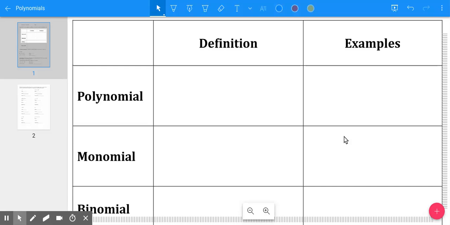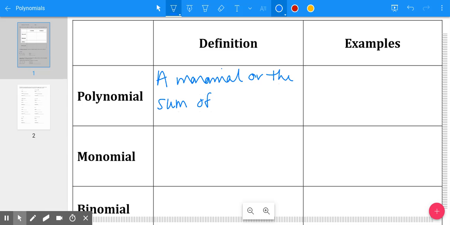Today we start our first lesson of Unit 8, which is all about polynomials. So what exactly is a polynomial? Well, in the last unit, if you recall, we talked about monomials, and a polynomial is just a monomial or the sum of more than one monomial.